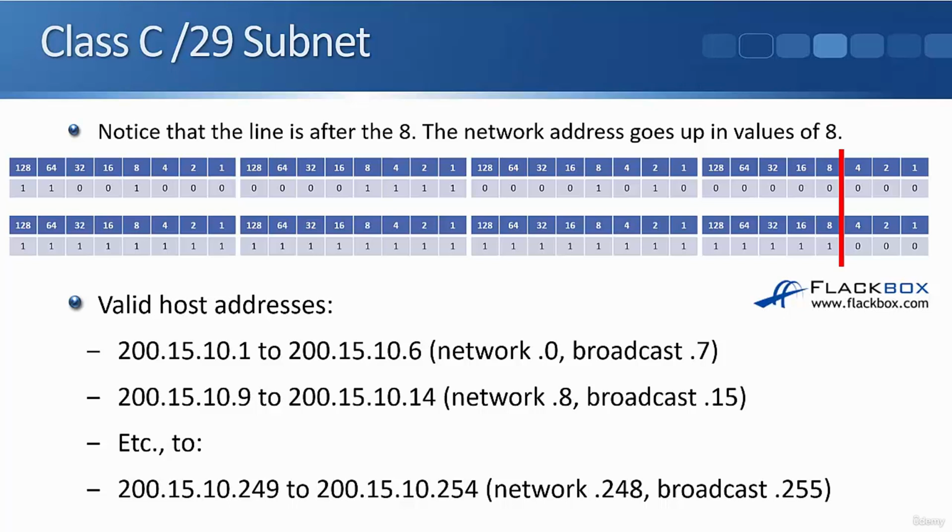The next subnet is going to be, we said already, starts off with .8. The next one is at .16, so our broadcast address now must be .15, 1 less, which leaves the available host addresses of .9 to .14. And we can go on like this all the way up to 200.15.10.248 is the network address, .255 the broadcast address, with host addresses 249 to 254.